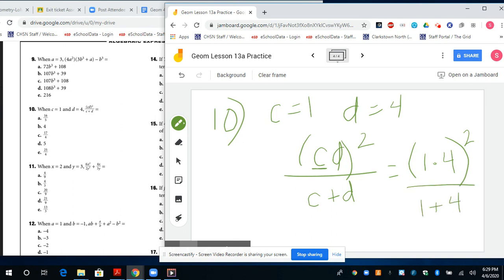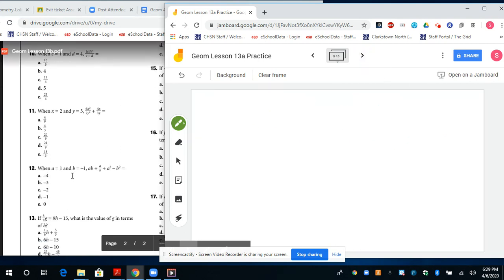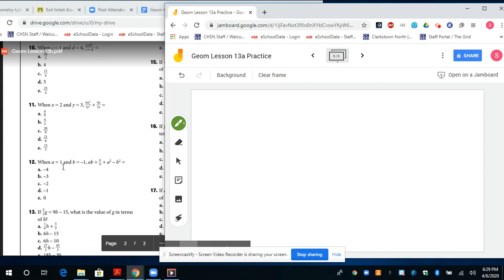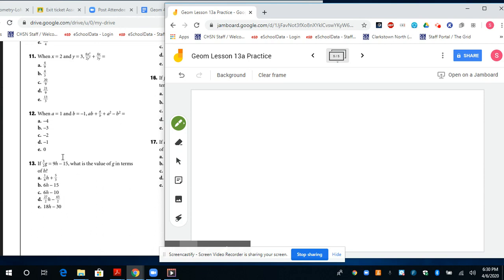So 1 times 4 is 4. 4 squared is 16, divided by 5. So that would be choice A for number 10. And this is good work to show me for that one. What else? 12, same thing. When A equals 1, B equals -1. Simplify that. Plug it in.